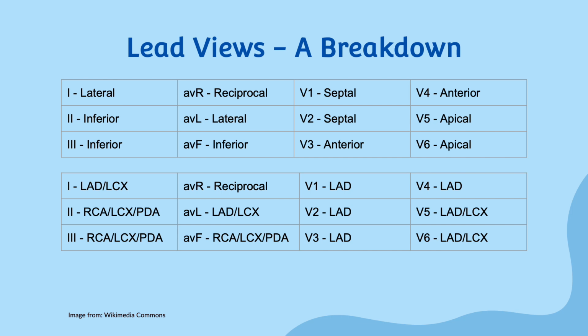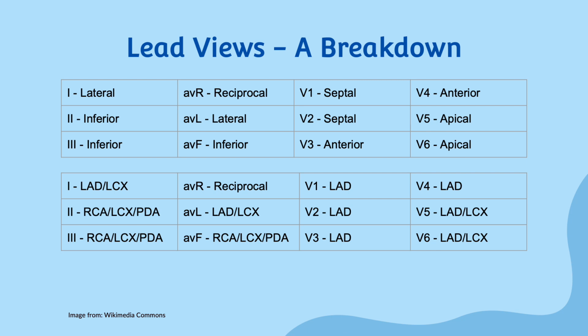Leads V1 through V4 all look at the areas of the heart that are predominantly supplied by the left anterior descending artery. Because the left anterior descending artery is the most common site of myocardial infarction, these leads will often display ischemic changes during a myocardial infarction. Finally, leads V5 and V6 may look at the left anterior descending artery or its derivatives, or the left circumflex artery and its derivatives. This is because they look apically, and the apex of the heart may be supplied by either of those two arteries.